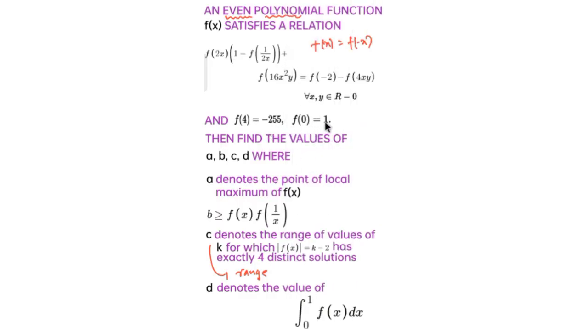We can even tell that straight away, because the function is 1 minus x power 4, and x power 4 is, whatever x may be, negative or positive, always non-negative. So 1 minus x power 4 is always at most 1, since 1 minus anything reduces it. Unless x is equal to 0, there will be no reduction. So finally this will be the maximum value. So a denotes a point of local maxima, so a should be equal to 0. And now b is greater than or equal to f of x into f of 1 by x.